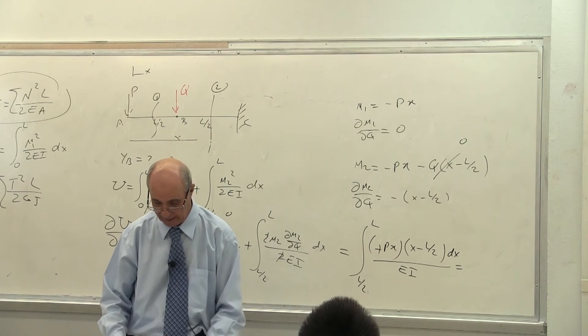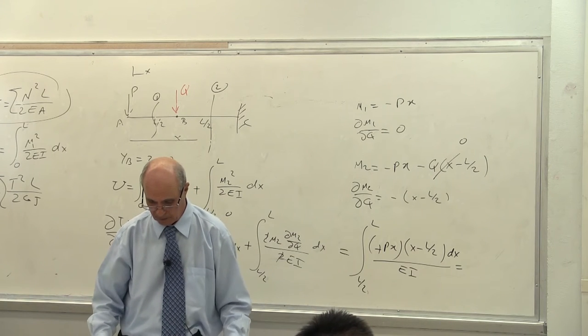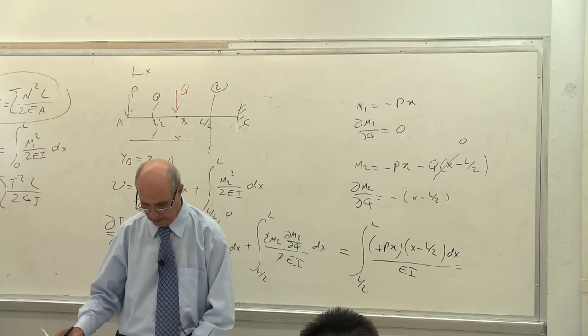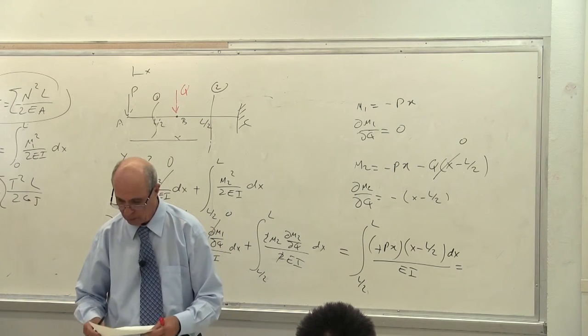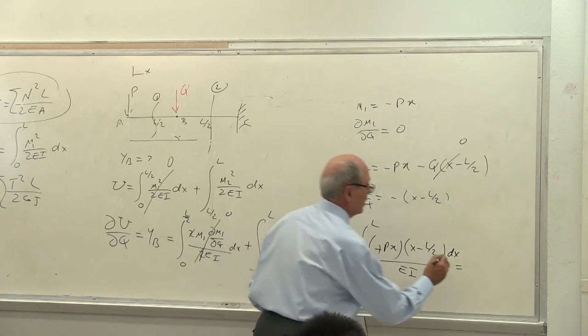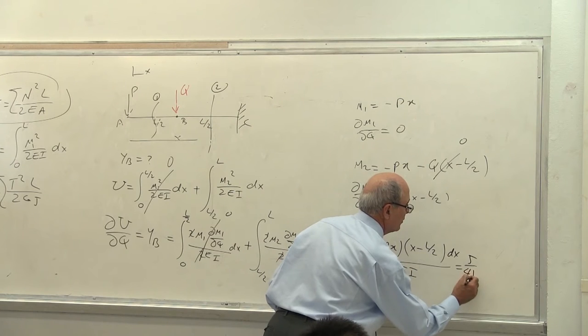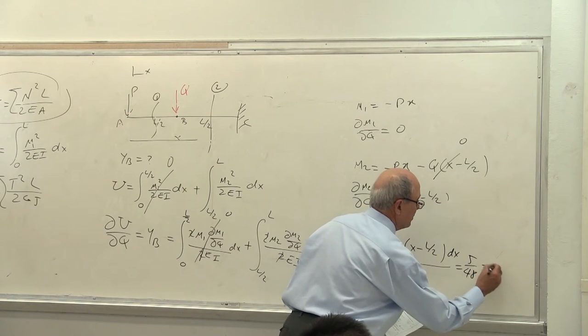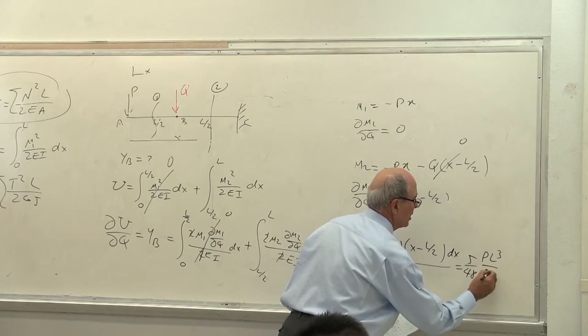If I can find it. Yes, it should be here somewhere. Okay. I want to give you the answer. The answer comes out to be equal to 5/48 PL cubed divided by EI.